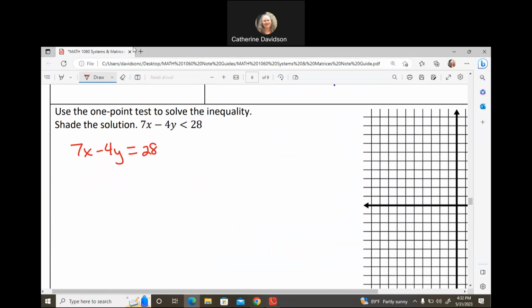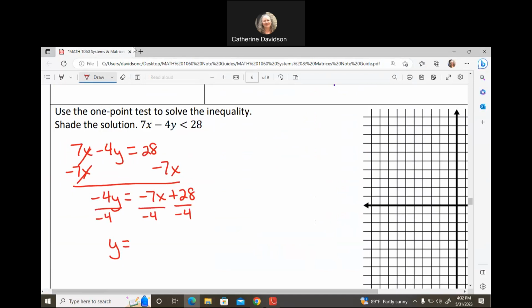All right, so I want to solve for y. I'm going to start by moving the 7x. This was covered in 1020. If you need a refresher, please get with me. I'm solving to get y by itself, so we can put it in our calculator to graph it. From there, I'm going to divide each one of these by the -4. -7 over -4 is +7 over 4x. Then 28 divided by -4 is -7.